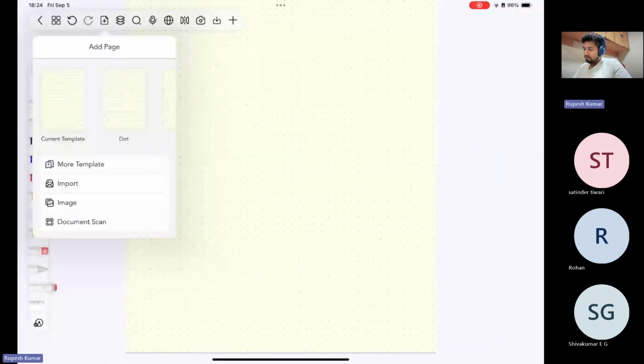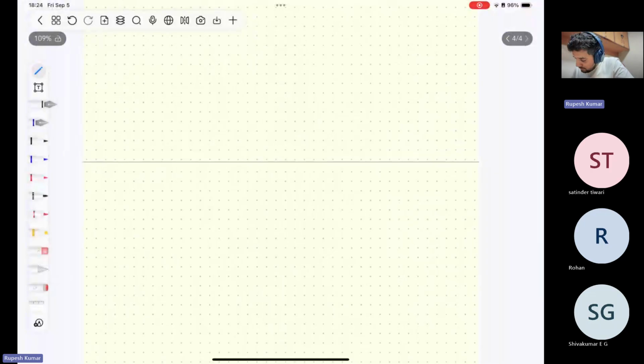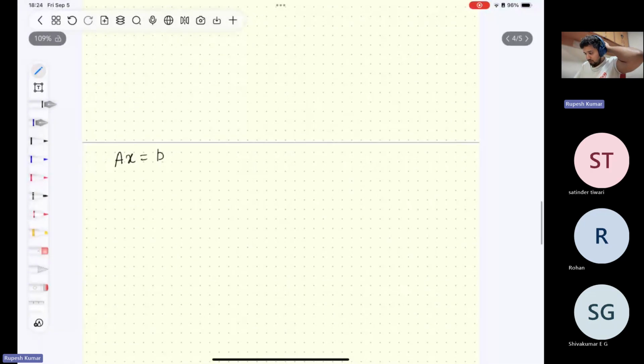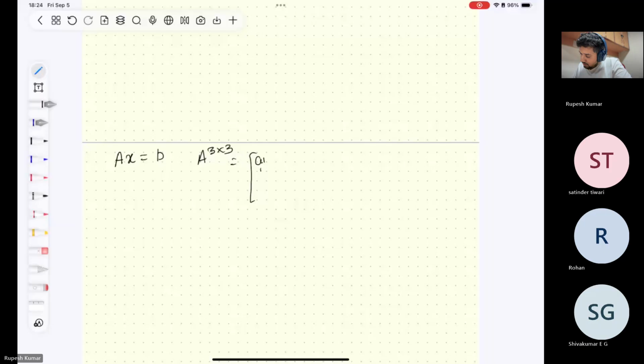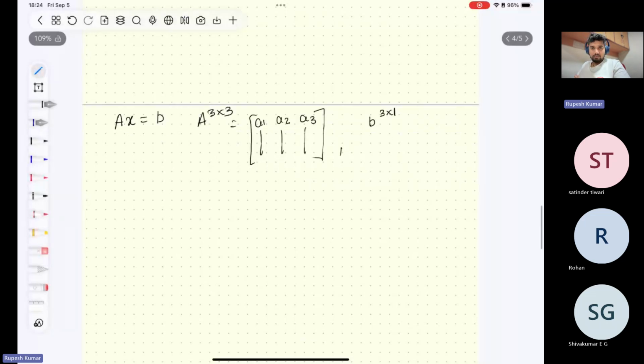So now we are considering the second case and we are trying to solve this system of linear equations, Ax equals B. Now A is a 3 by 3 matrix that contains the column vectors A1, A2, and A3. All these three vectors are three-dimensional vectors, and B is also a three-dimensional vector, 3 by 1. In the first case we saw that they are linearly independent and you get the solution.